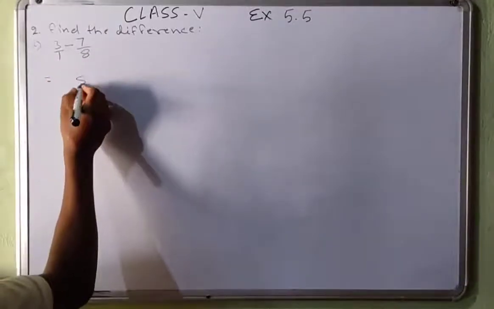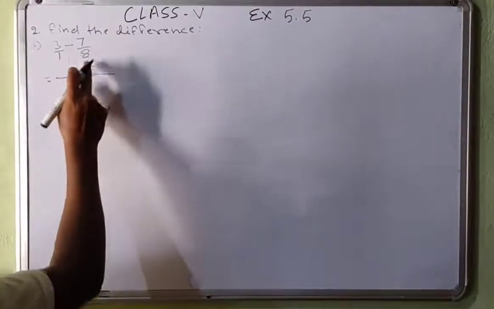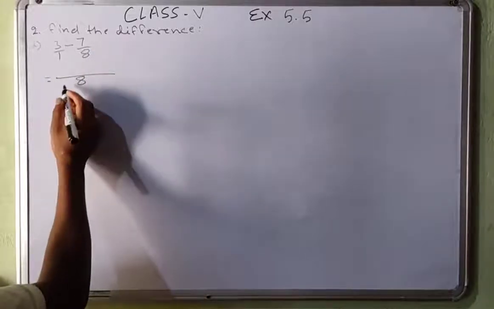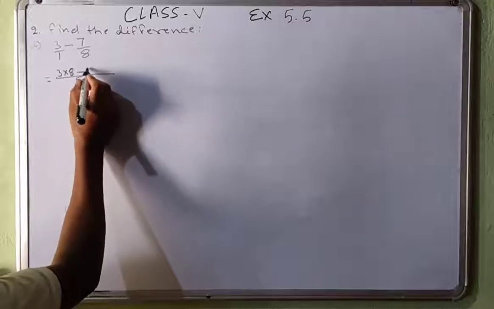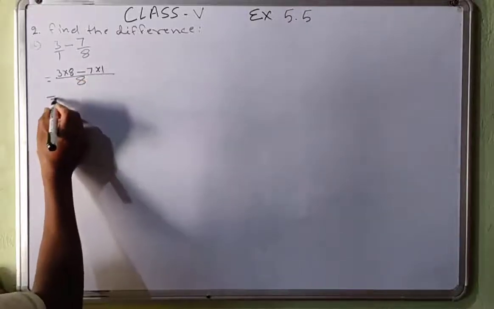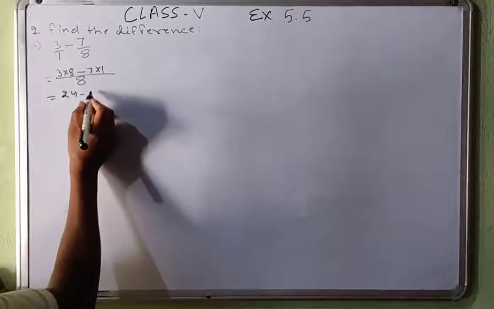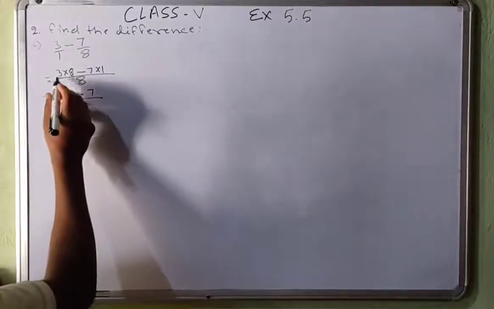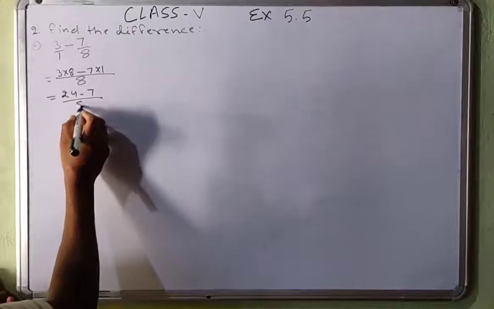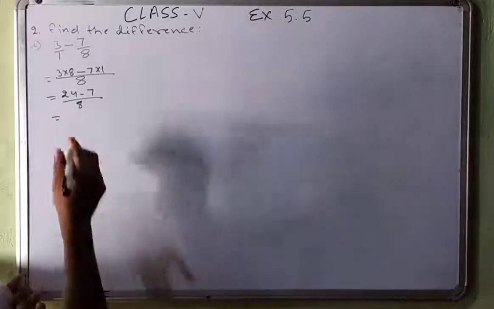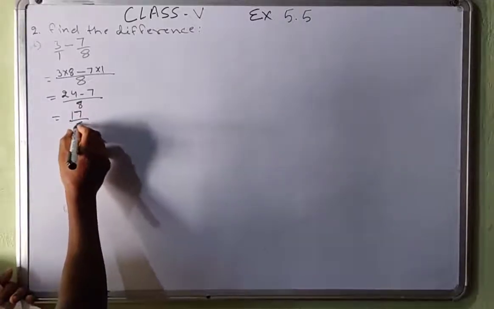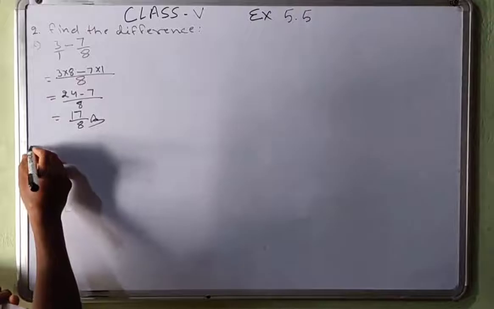So how will you do this? Like 1, you will write here also 1. So 8 is the LCM. The LCM of 1 and 8 is 8. So you will cross multiply like this: 3 into 8 minus 7 into 1. So 3 eights are 24 minus 7 ones are 7, 3 eights are 24 minus 7 over 8. So 24 subtract 7, what will it become? 17 upon 8. This is the answer.